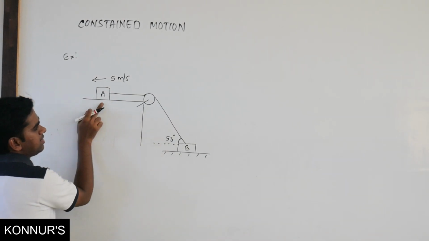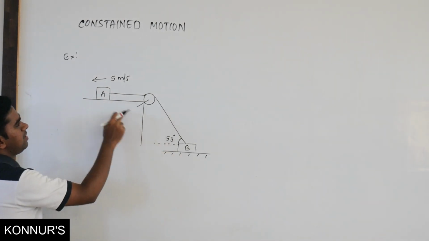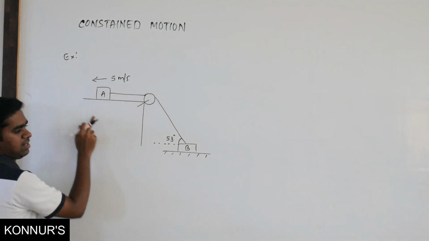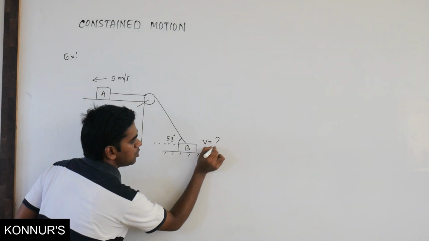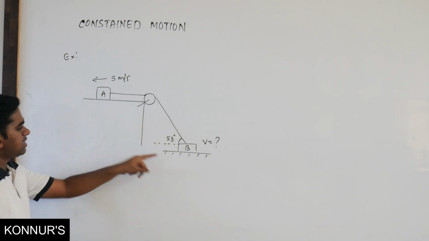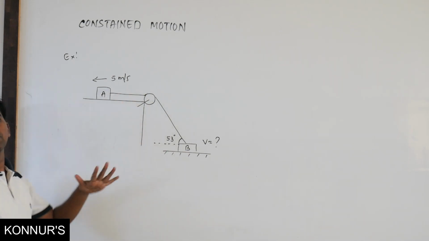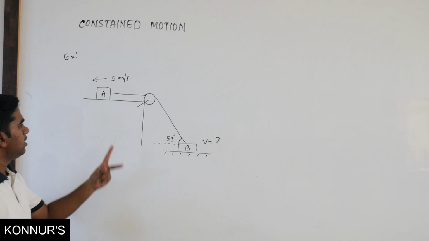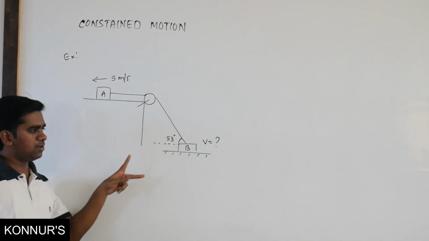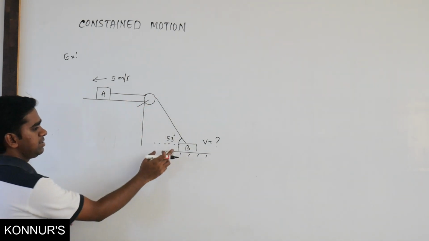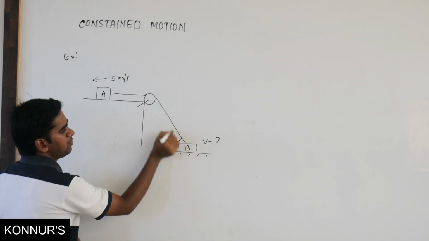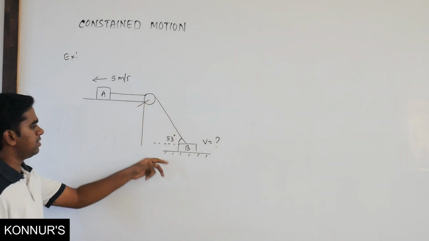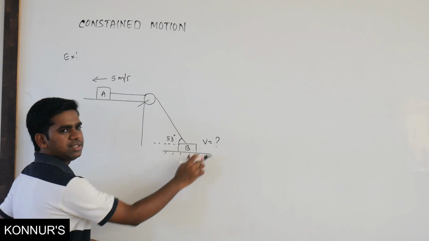Here two bodies are connected, A and B, with a string. A is moving with 5 meter per second. They are asking what is the velocity of B. It doesn't mean that the velocity of B is also 5 just because they are connected. Why? They are not on the same horizontal line. They are on different horizontal lines. The string makes an angle of 53 degrees. So how can we find this velocity V?